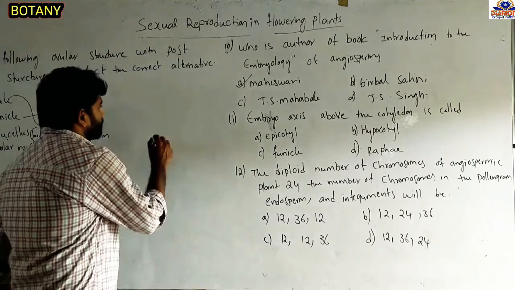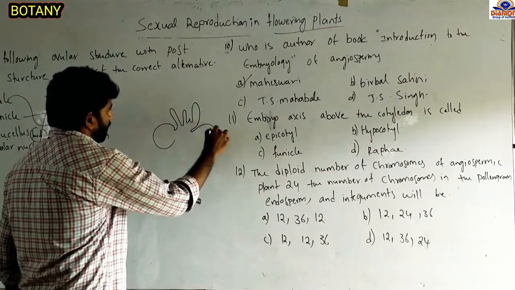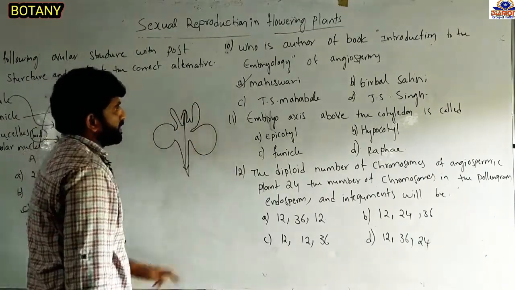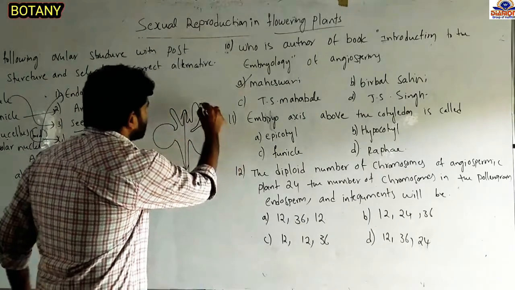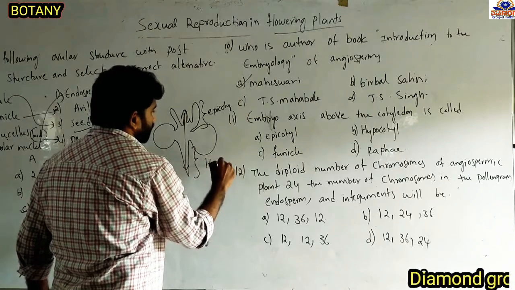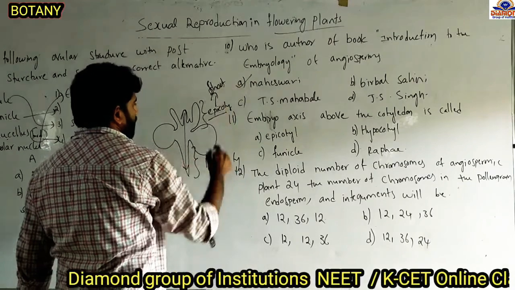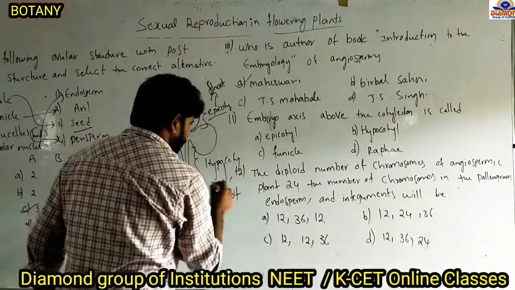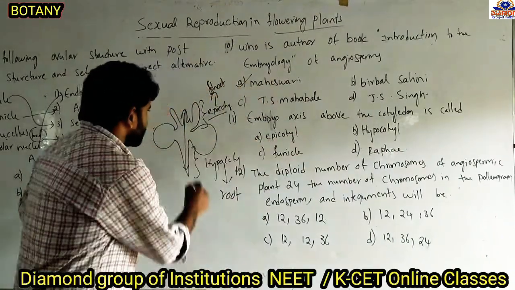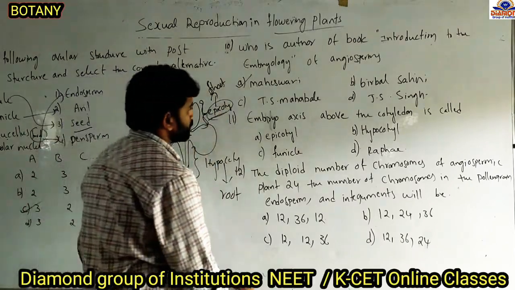Question number 11: the embryo axis above the cotyledon is called as. At the time of seed germination, they form these structures. This is the embryonal axis. The embryo axis above the cotyledon is called the epicotyl, and this part is called the hypocotyl. The epicotyl forms the shoot. The hypocotyl forms the root. The question asked about the embryo axis above the cotyledon, the cotyledonary node, so it's called the epicotyl. It will form the shoot.